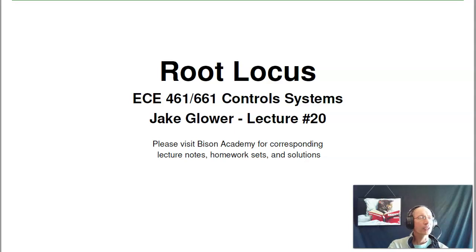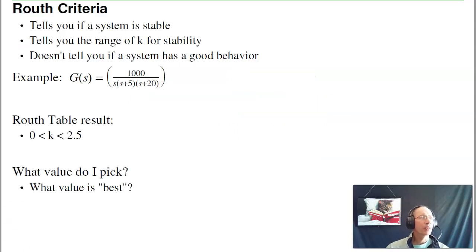Welcome to lecture number 20 for ECE 461 Control Systems, Root Locus. Now, in the last lecture, we looked at Routh criteria. What Routh criteria tells you is, if I have a feedback system and I've got a gain I can adjust, what range of K gives you a stable system? It also tells you whether or not a closed loop system is stable.